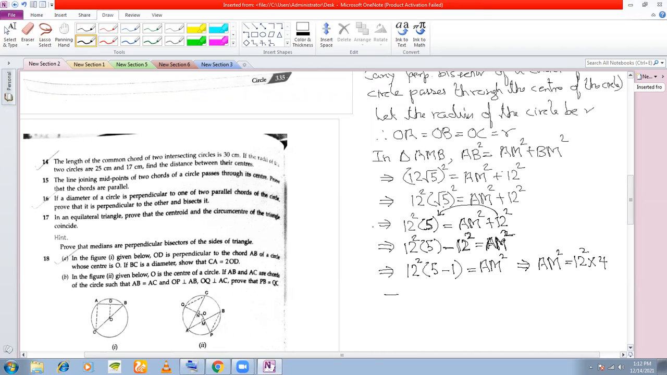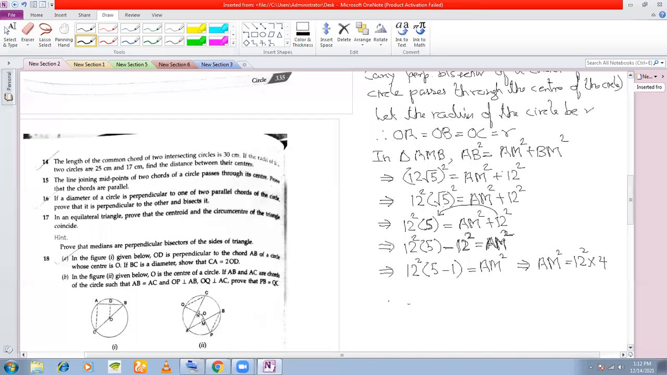Yes, sir. Now I take 12 square common, just as in algebra you do. If you have a square b minus a square, right? Think of 12 as a square and 5 as b. What do you do? You take a square common, right? Yes, sir. And what are you left with? B minus 1, isn't it? So now think of this as a square and this as b minus 1. Clear? Yes, sir. Okay. Thank you, sir.